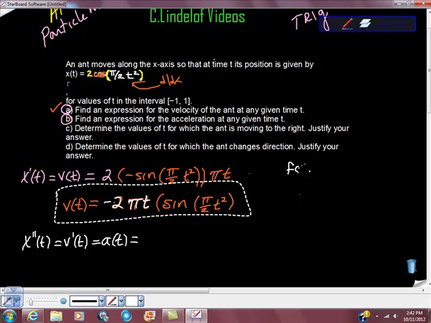So I'm going to say f of t is equal to negative 2 pi t. Here's where a lot of people make a mistake. You have to remember that this function has a coefficient of negative 2 pi because pi is a number, right?